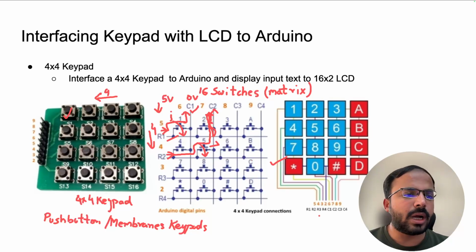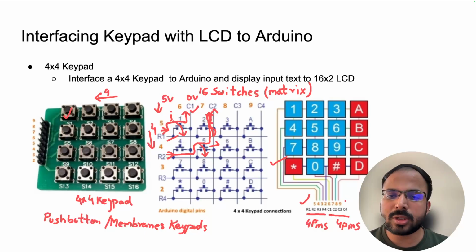So now, what are the pins to these keypads? There are actually 8 pins. 4 pins for rows and 4 pins for columns. This is for your 4 cross 4 keypad. You also have a 4 cross 3 keypad, so there will be 3 columns and 4 rows.